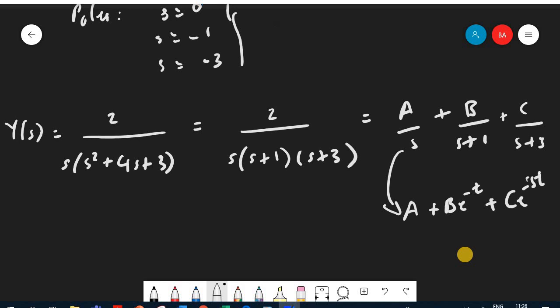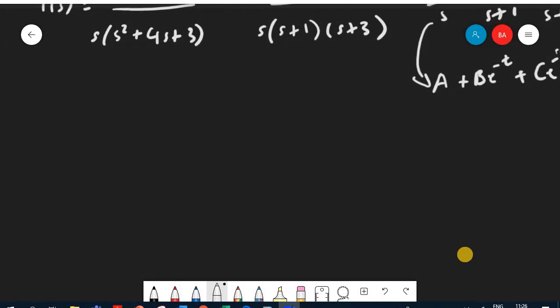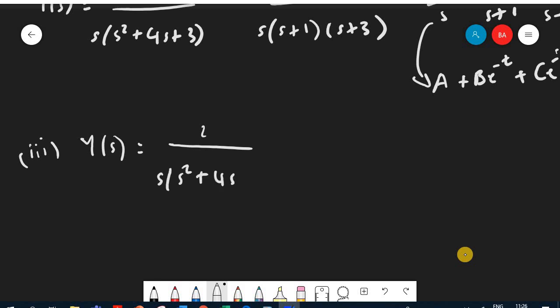Is this the same problem? I think so. I took the same problem and I solved it again. Actually, the next problem was s plus 4, and that was what confused me. Okay, so it was 2 over s into s squared plus 4s. So it's exactly the same question. Instead of plus 3, it was plus 4. And since it is plus 4, it is going to be something like that after factorization.